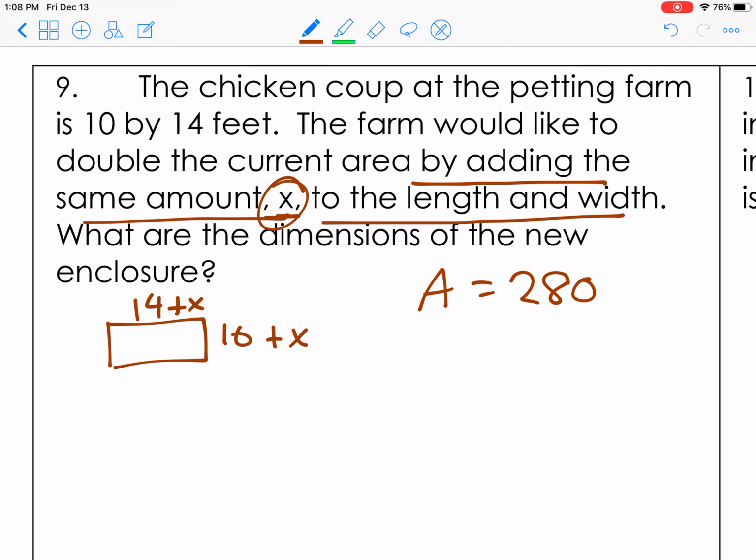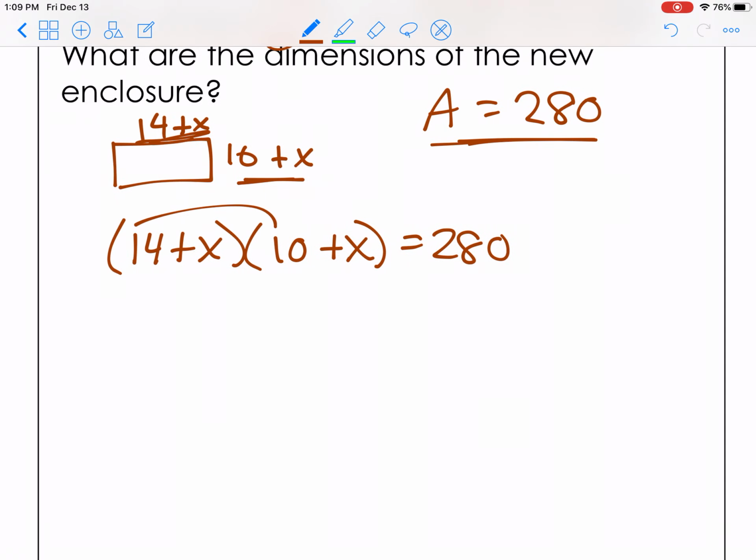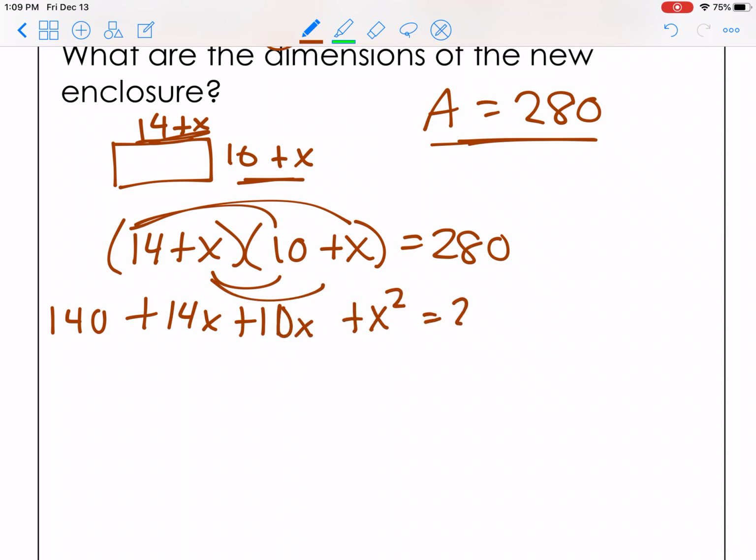What are the dimensions of the new enclosure? Okay, they want the area to equal this. We've got a new width and a new length. Let's take these and multiply them together. Length times width equals area. So we'll do 14 plus x times 10 plus x equals 280. You should already know how to multiply this out quite well. That's a skill that we've been practicing for a long time. These two are like terms, so we will add them together and get 24.